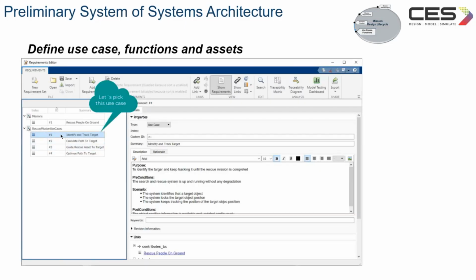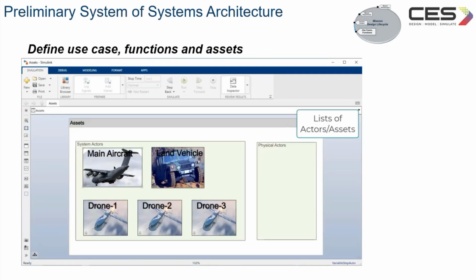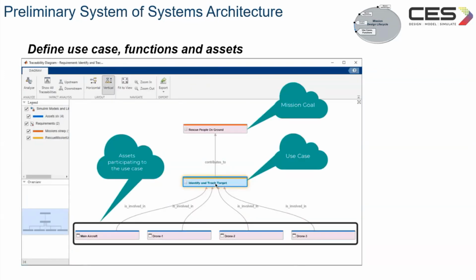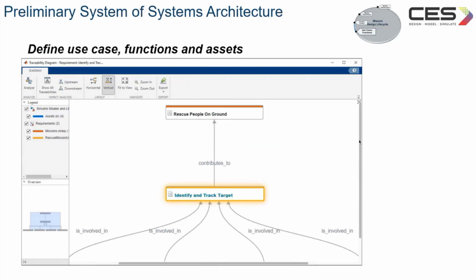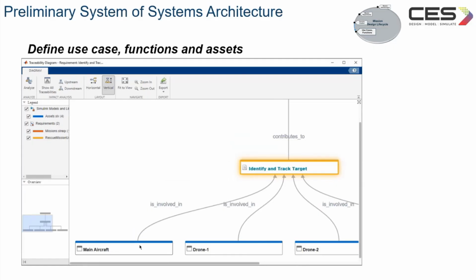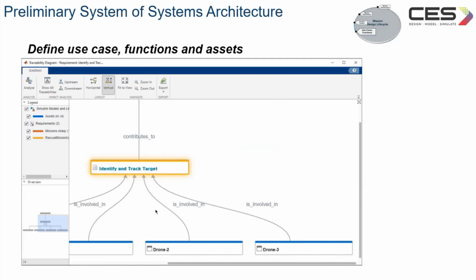You can see details. And from that mission objective, we identify the key use cases and the functions required to achieve this success, such as target identification, path calculation, asset guidance, and route optimization. So we can then establish traceability between the mission objective and these operational functions, ensuring that every activity directly contributes to the mission outcome.